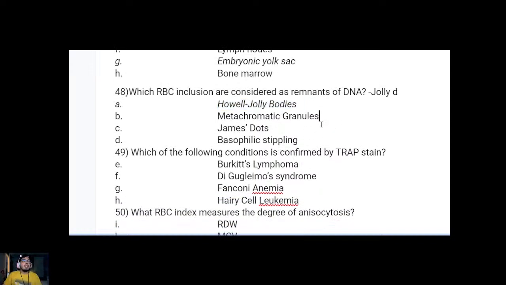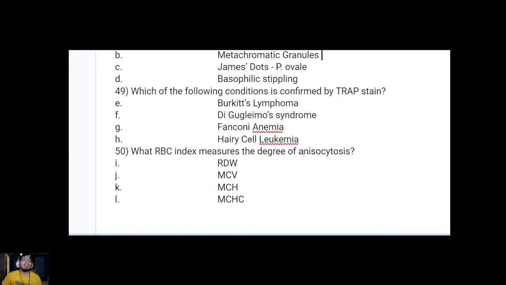Ano yung James Dots na yan? James Dots is for what? Or Plasmodium ovale. Okay? Metachromatic granules. Ano may metachromatic granules na yan? Retics lang yan. Kayo talaga clasinetius lang kayo.